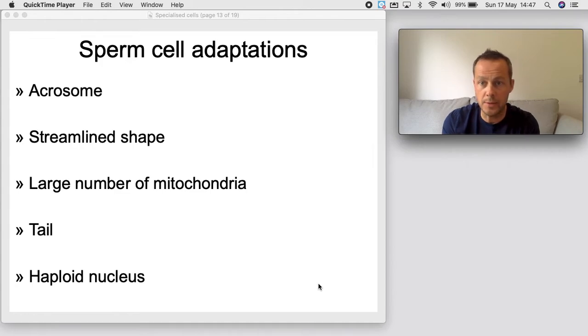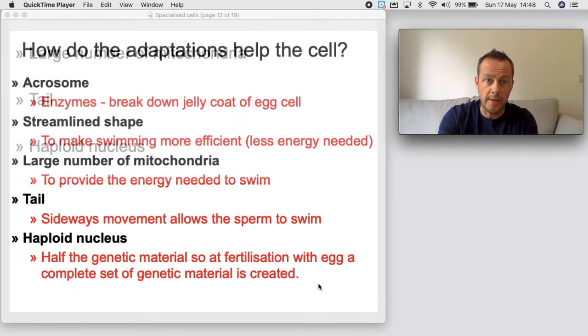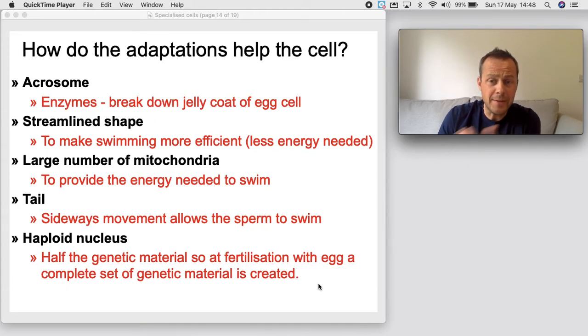Now what I'd like you to do is pause the video, go back to the previous slide where you could see that sperm cell, or you can have a look at this document in the assignment and see if you can pick out how those adaptations help the cell. So on your piece of paper you could write down the acrosome, what it does. Streamlined shape, how it helps it. Large number of mitochondria, what are they for? And go on like that. Showing you on the next slide, the different things we're looking at.